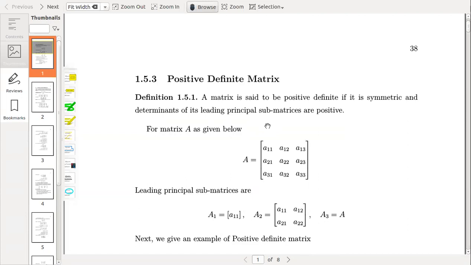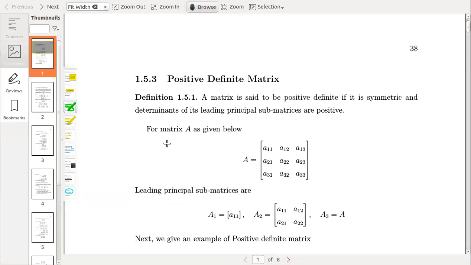Before studying the Cholesky method, we must study the positive definite matrix. So what is a positive definite matrix? A matrix is said to be positive definite if it is symmetric and the determinants of its leading principal submatrices are positive. If the given system is positive definite, then the solution is guaranteed. And if it is not positive definite, it may or may not give the solution. That is why we must check whether the given system is positive definite or not.